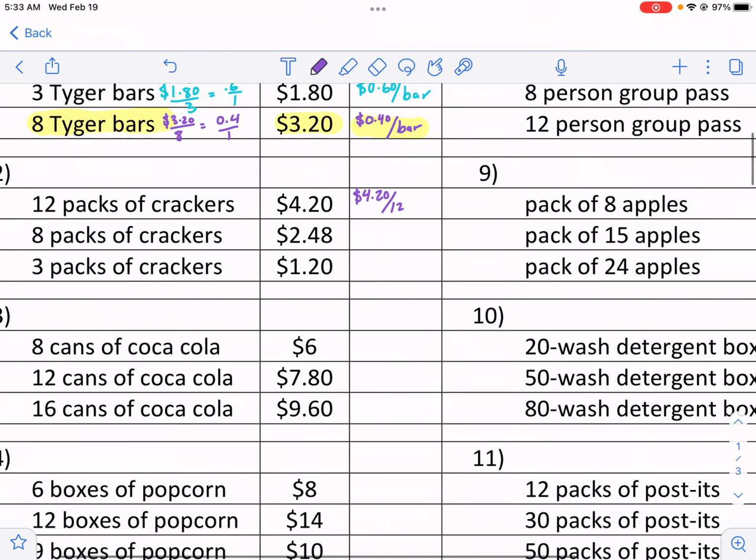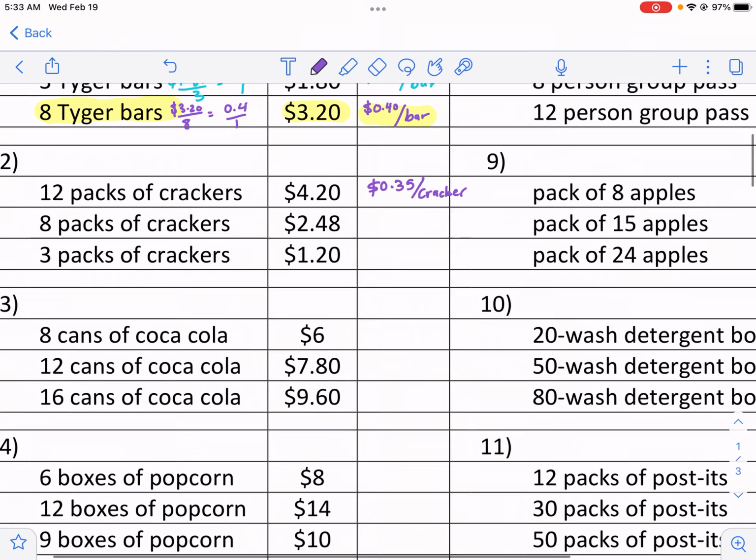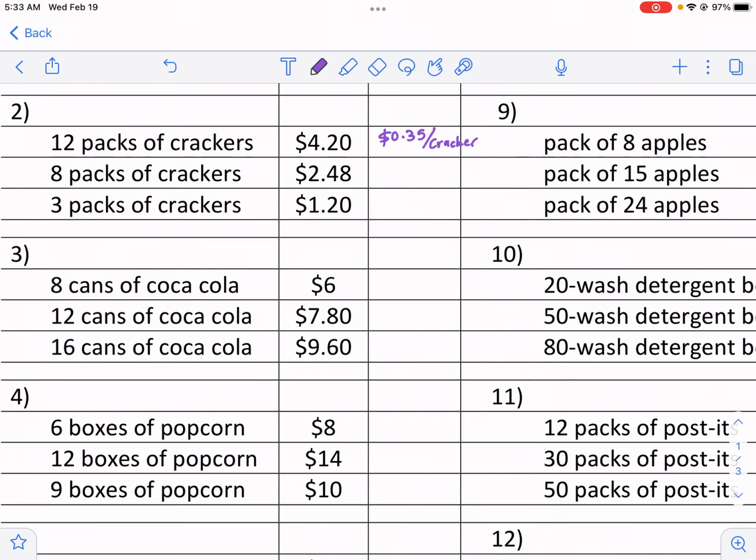per bar. So we're going to do 35 cents. Oh, per cracker, sorry. 35 cents per cracker. Okay, there we go. And then same thing for the 8 packs of crackers. So for each one of these, you're going to have to do this 3 times, right? And then once you're done with that, then you can compare them. So we can go ahead and move on to the next one, which is 248 divided by 8.